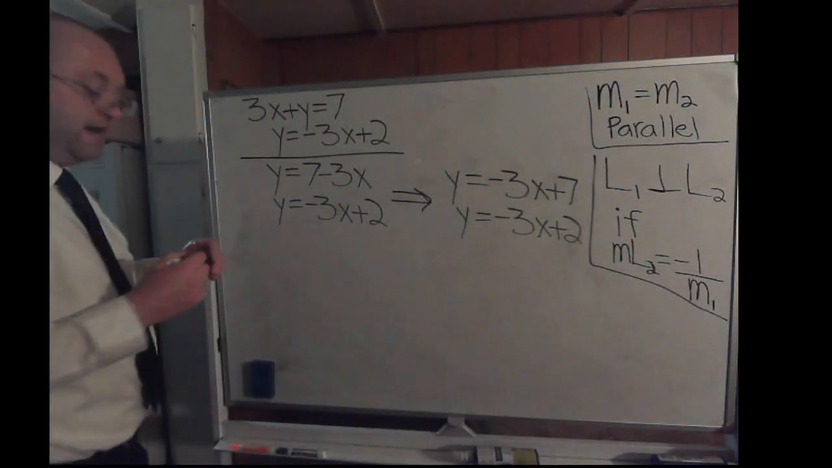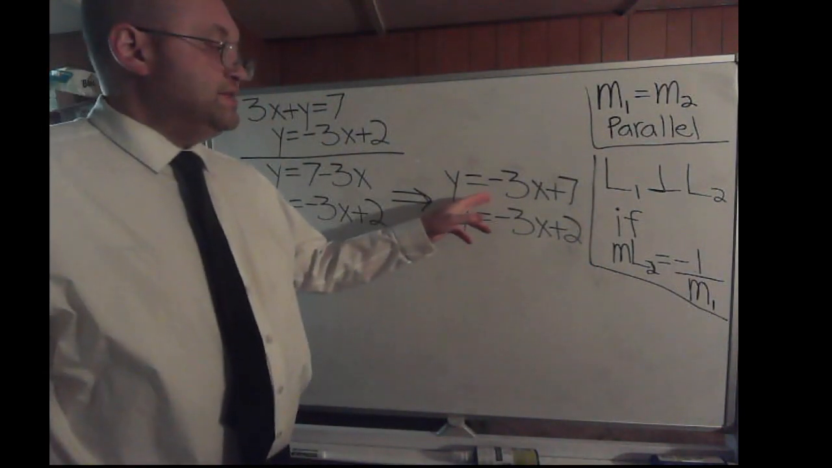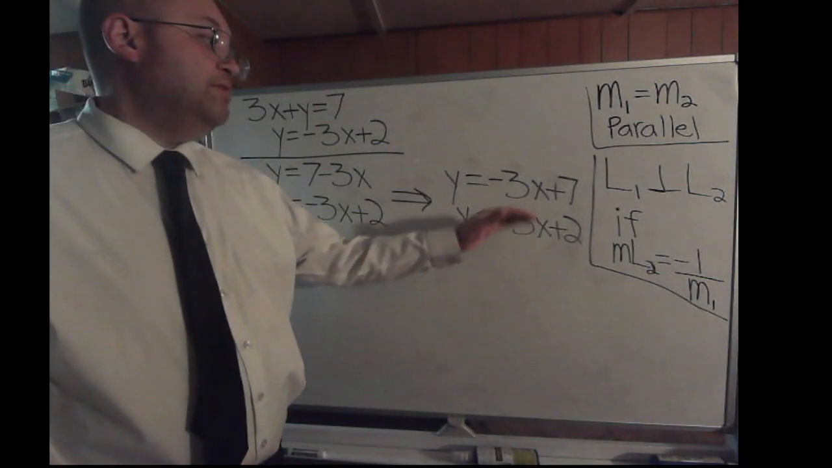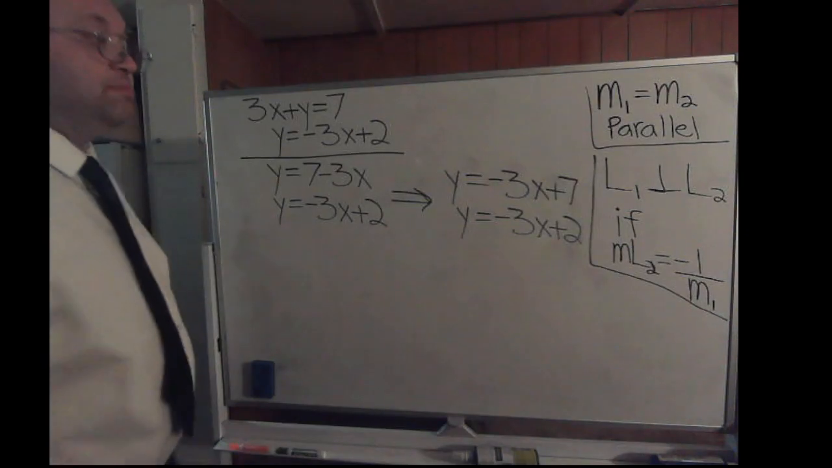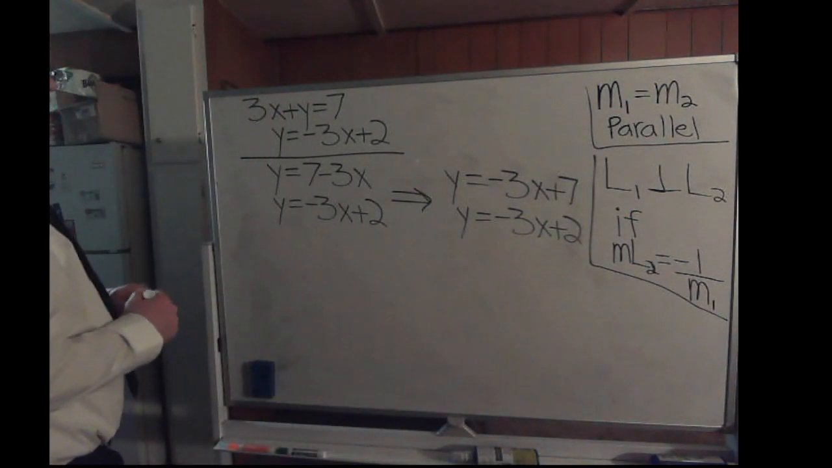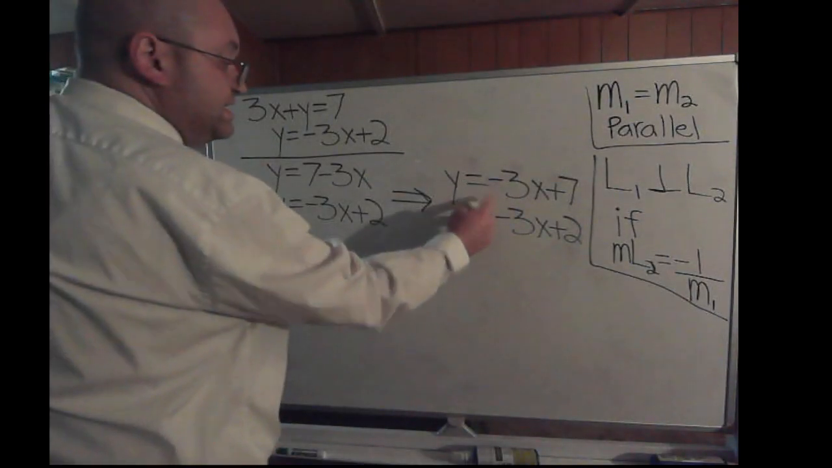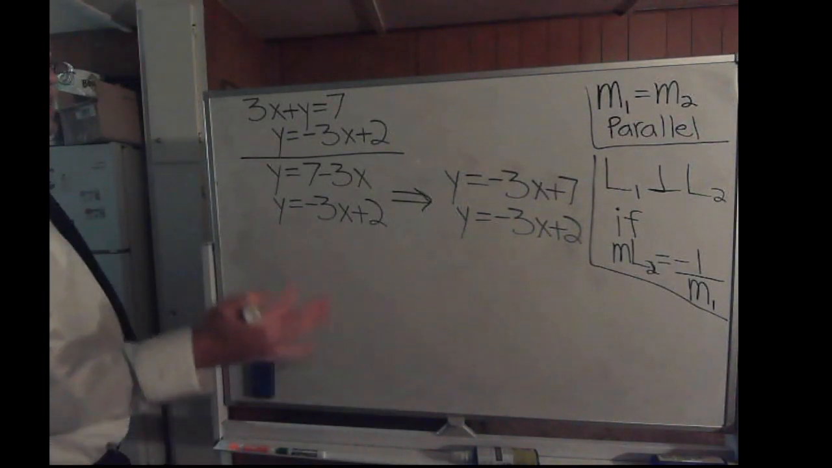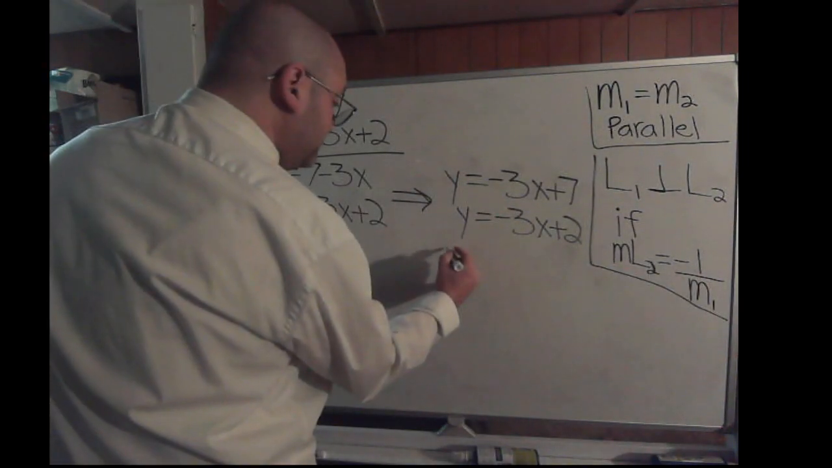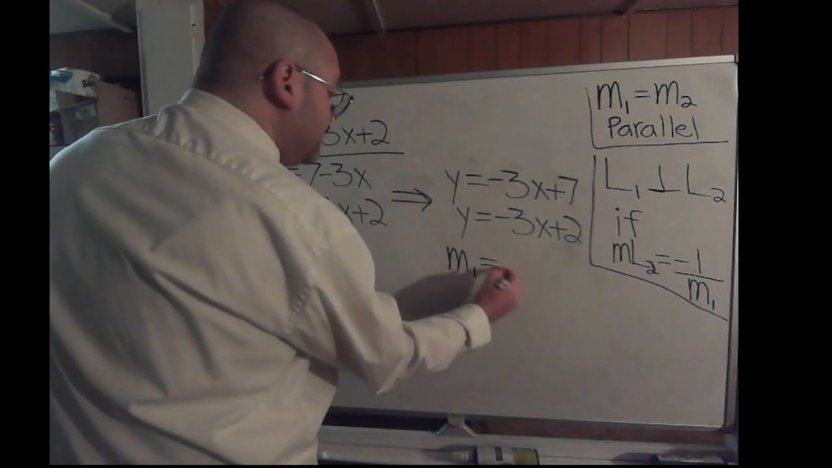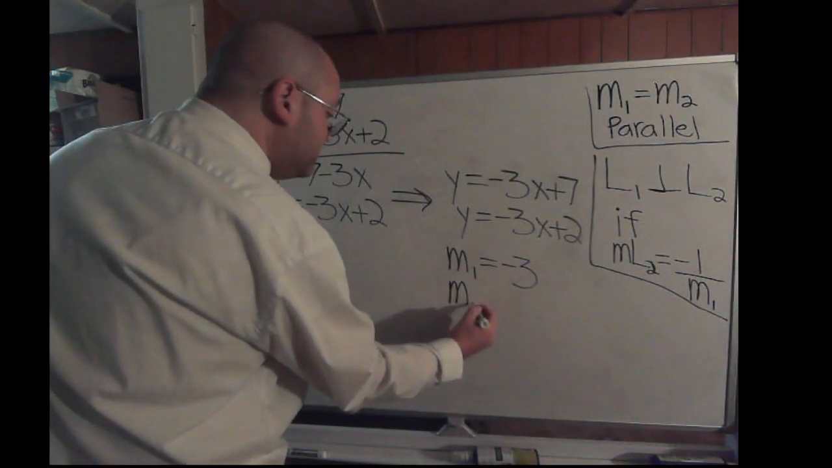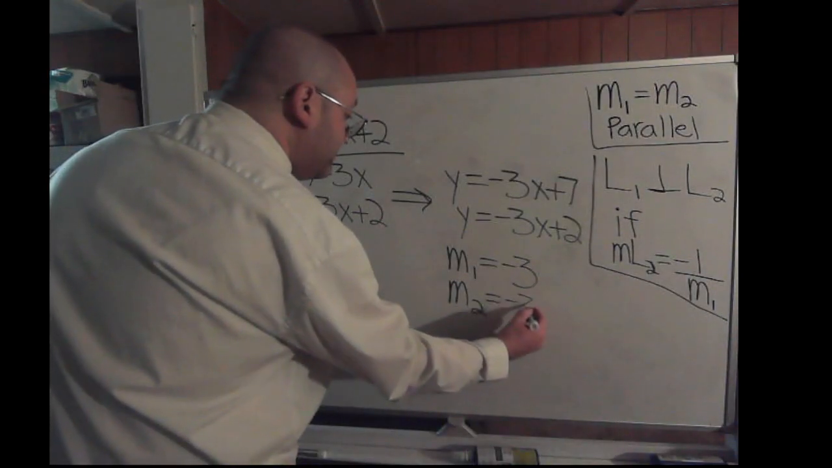And I should point out that if you had the same equation for both of the lines, then it's the same line. I think that would be obvious. So it would be the exact same line, but we have two different equations, so they're definitely not the same line. Now, we have both of these in slope-intercept form. Therefore, we need to now deal with the slopes. The first slope, m sub 1, that's equal to negative 3. The second slope, which would be m sub 2, is also negative 3.